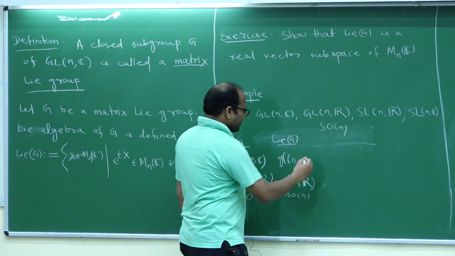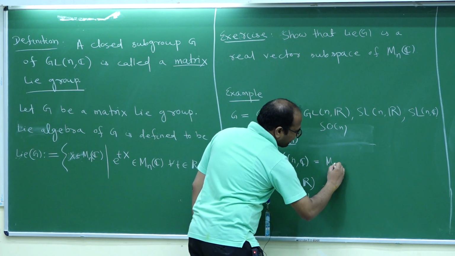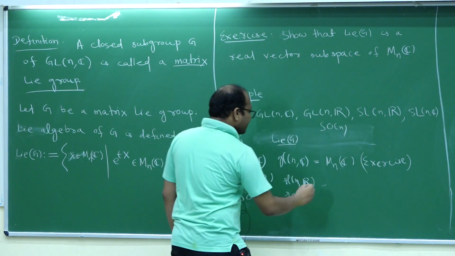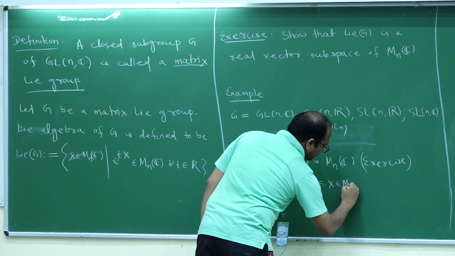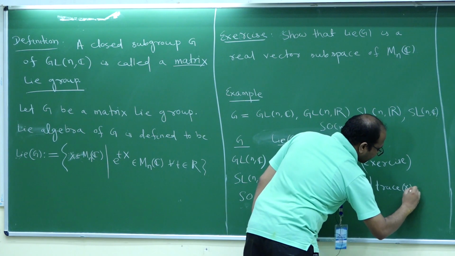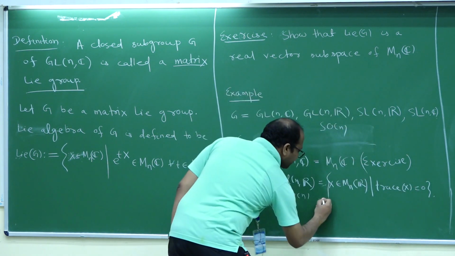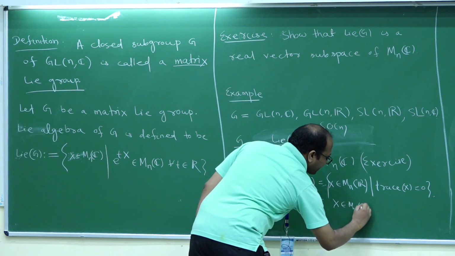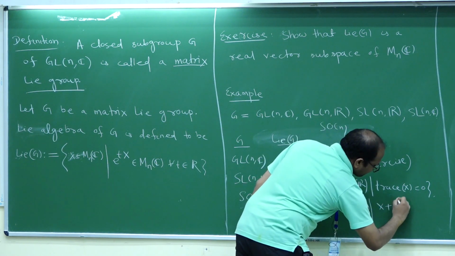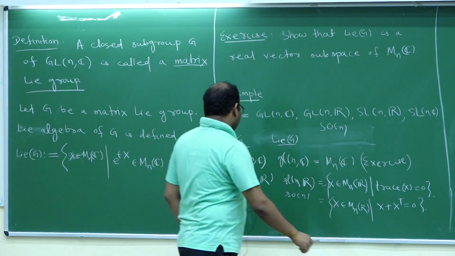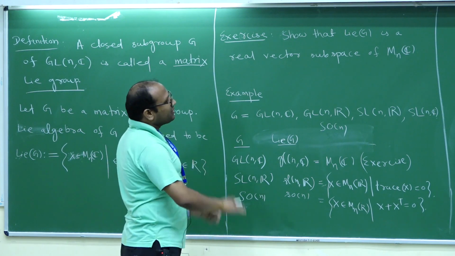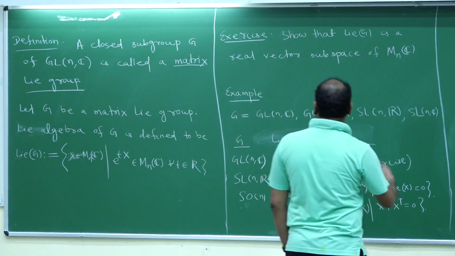You can verify that this gl(n,C) is nothing but M_n(C). This is an exercise. This sl(n,R) is here, this is X in M_n(R), the trace of X is zero. And similarly, this is here X in M_n(R), so that X plus X transpose is zero. So these things I will not use in Lie theory, but the thing is, I will use this terminology. I will throw some words like Lie algebra.